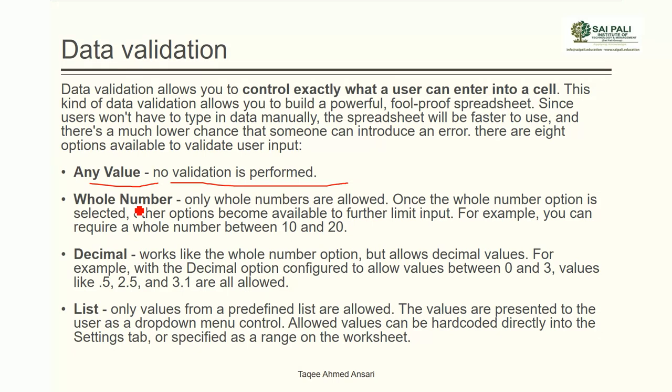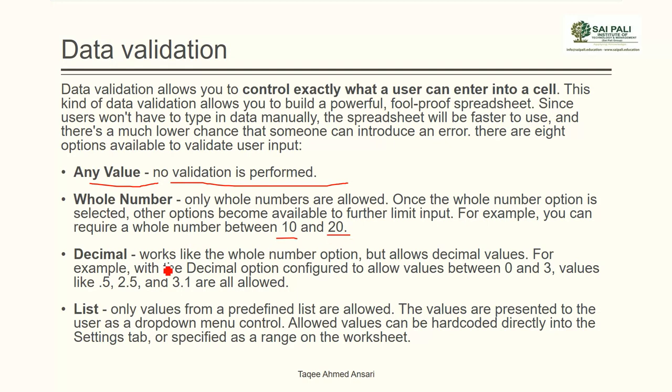If you select whole number, then only whole numbers are allowed. Once the whole number option is selected, other options become available to further limit input. That means if I select whole number, then I can select what number I want. For example, 10 to 20. So the user can only add numbers between 10 and 20, no other numbers.